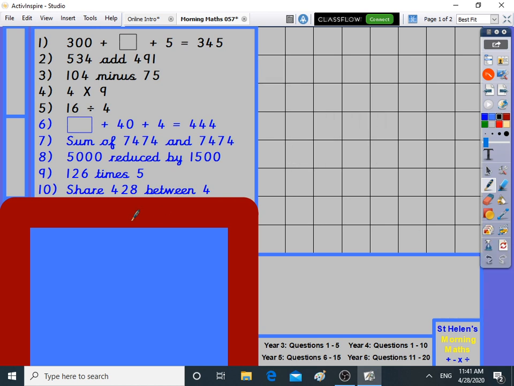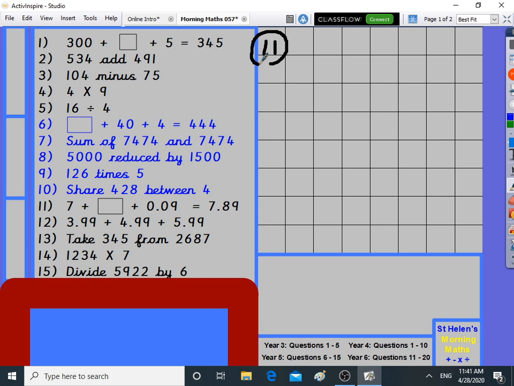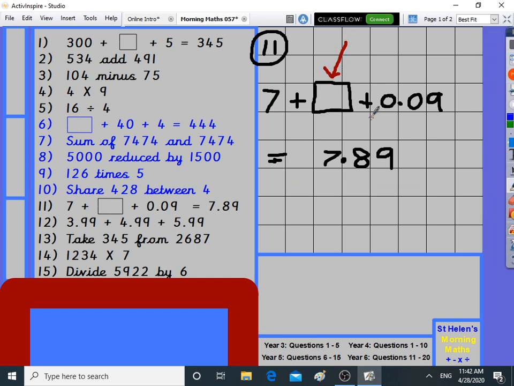Let's move on to the year 5 level work. Here it comes. So question 11. Place value type question with some decimals could be a bit tricky. So what is it? 7 plus a mystery. I don't know how big this box is going to have to be. Plus 0.09 equals 7.89. So this is one of those questions where the answer is actually there. What's missing is some of the question. It's like a broken question.